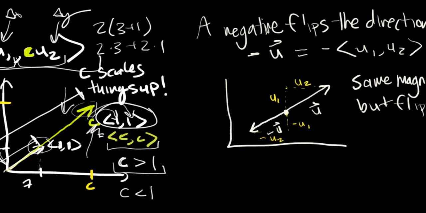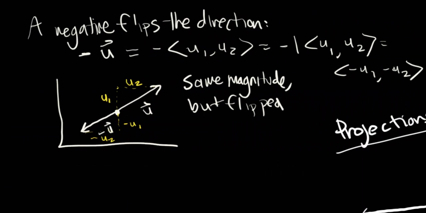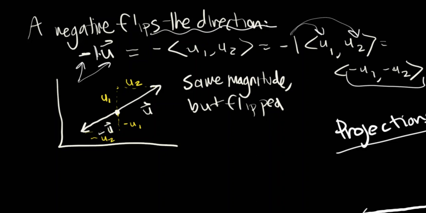Now let's figure out what happens when you multiply by a negative number. Multiplying by a negative will flip the direction. So if you have a negative c, you're going to flip the direction and scale it up or down accordingly. But let's focus on negative 1 for simplicity. A negative vector u, you can think of it as an invisible negative 1 times the vector u. If you think about it that way, we're distributing negative 1, and you end up with this new vector, negative u1, negative u2.